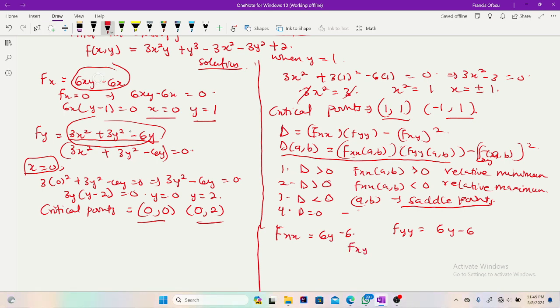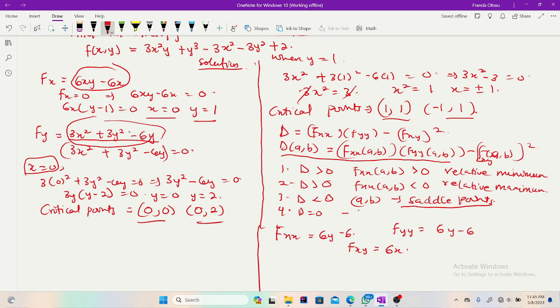fxy. So I'll differentiate either this with respect to y, or this with respect to x. Okay, so differentiating this with respect to y, what am I getting? My fxy happens to be what? This will be 0, and differentiating this with respect to y, I'll get 6x. When I differentiate this also with respect to x, this will be 0, this will be 0. I'll also have 6x. So they are equal.